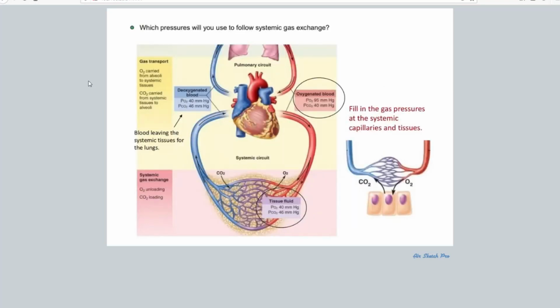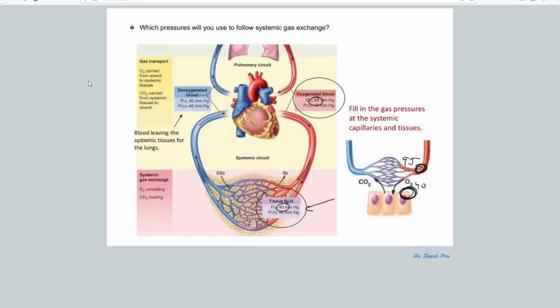And what I want you to be able to do here is to fill in the same gas pressures that are occurring here, kind of like we did earlier. Okay, except now we're talking about at the systemic level. So, for instance, what is the pressure of oxygen in these systemic capillaries right there, entering the systemic capillaries? That's 95. What about in the interstitial fluid here? Where do we look to find that? Well, here's the pressure of those gases in the tissue fluid. So the pressure of oxygen is 40.